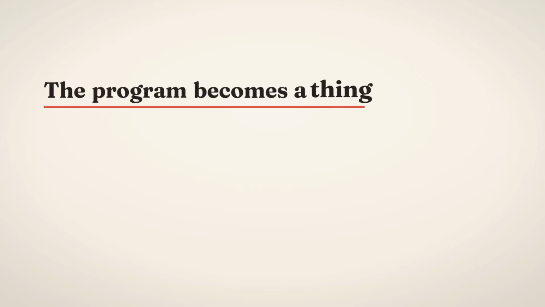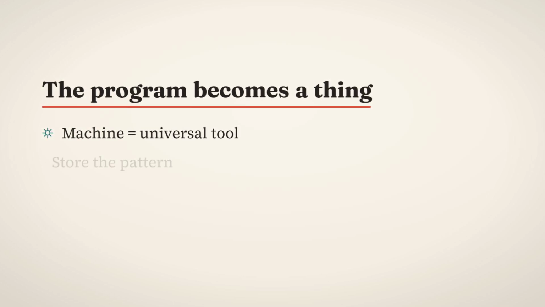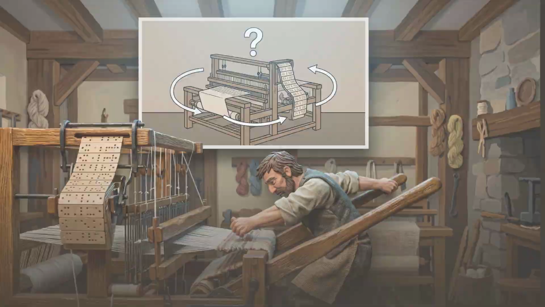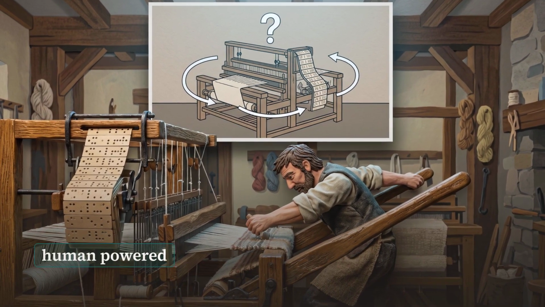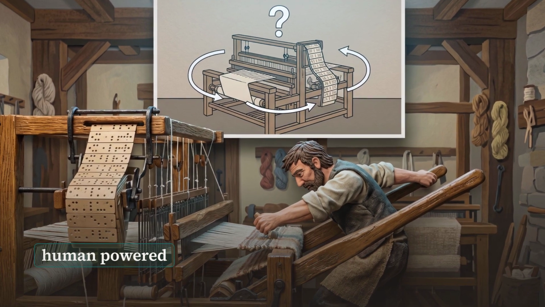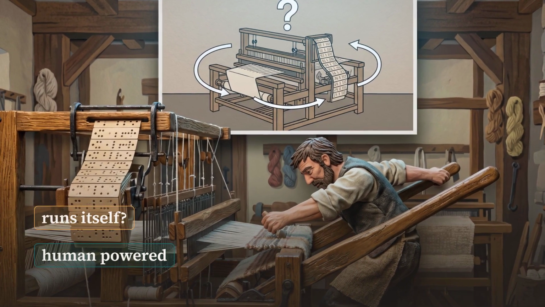Yeah. The machine became a universal tool, while the specific pattern, the program itself, became this tangible thing you could store, edit, and just swap out at will. But swapping out cards still means a human is physically pulling levers all day, right? How do we get to a machine that just runs the code entirely on its own?